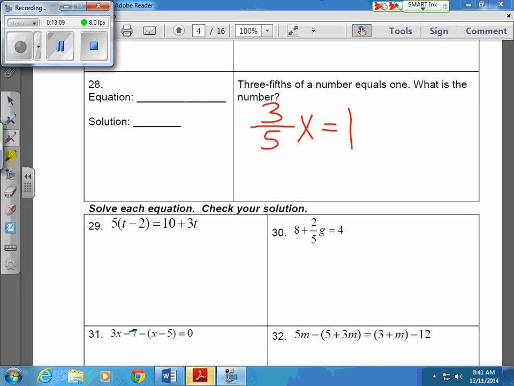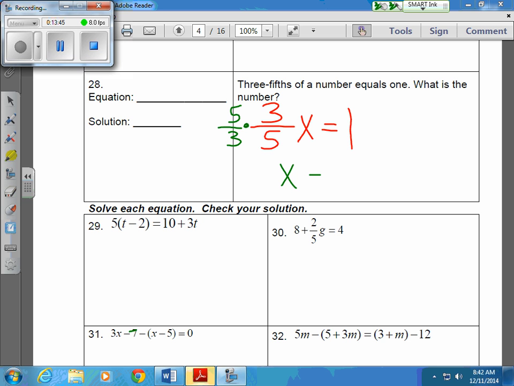No, 3/5 of a number is 1. So how do I find the number? What's the value of x? Not subtract. This is going to be the last step. Multiply or divide. If we multiply this by 5/3, what's 3/5 times 5/3? 15 over 15 is 1 over 1, which is what we want.